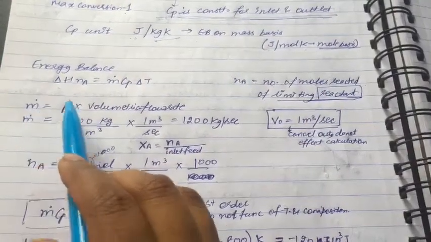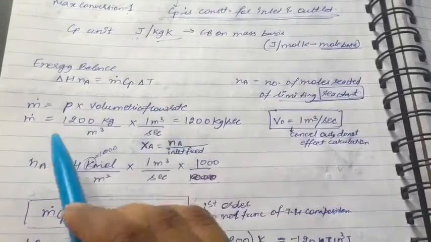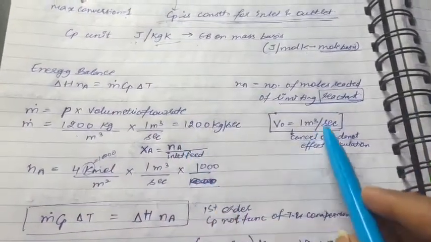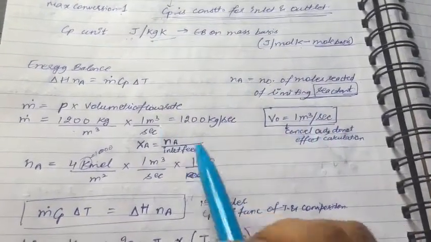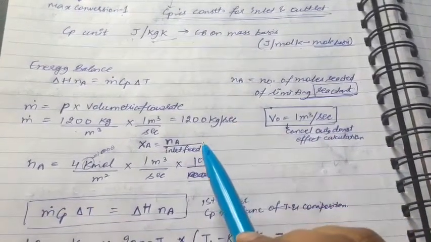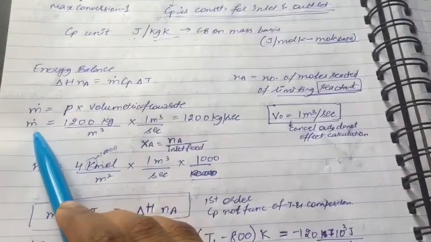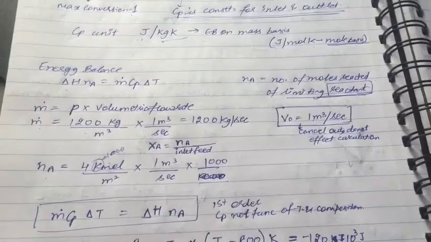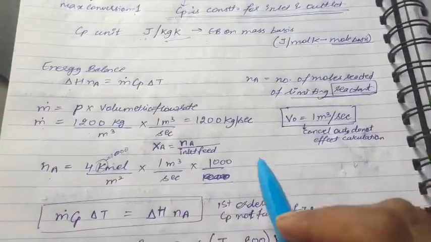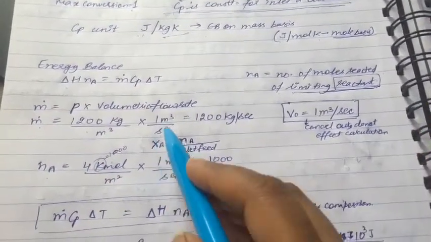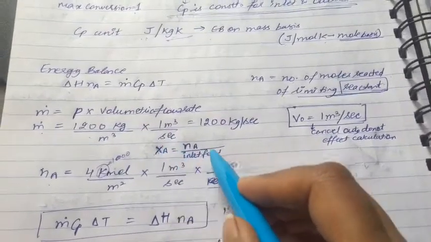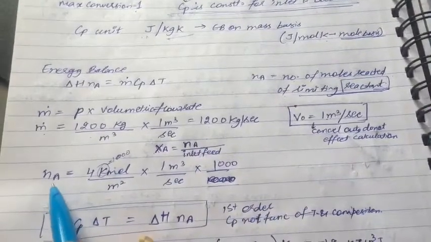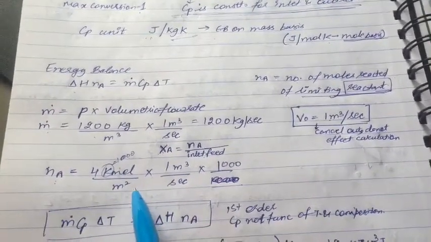So mass flow rate is density into volumetric flow rate. Density is given in the question, and volumetric flow rate we are going to take as 1 meter cube per second because it cancels out and does not affect the calculation. From here we get our mass flow rate. Then Na is our moles of reactant. So we know that conversion XA is equal to Na by inlet feed. So from here we can calculate our Na, which comes out to be this.